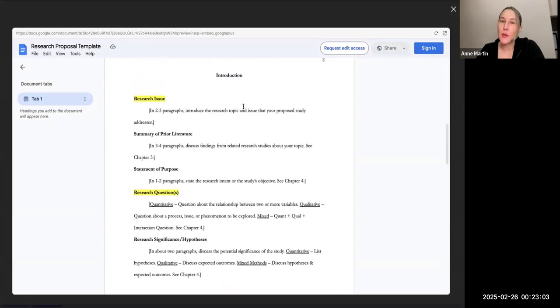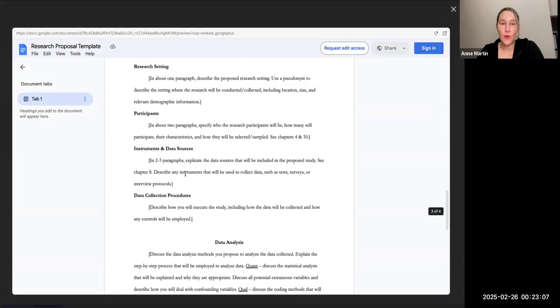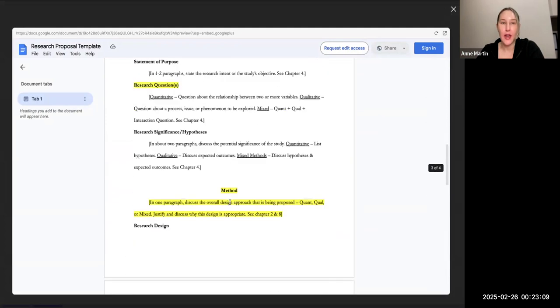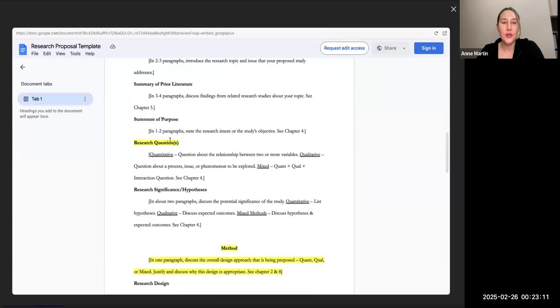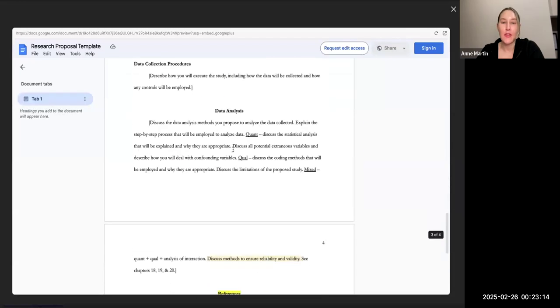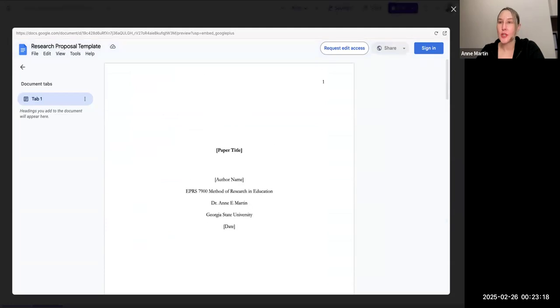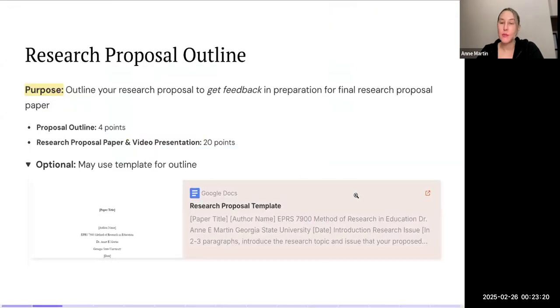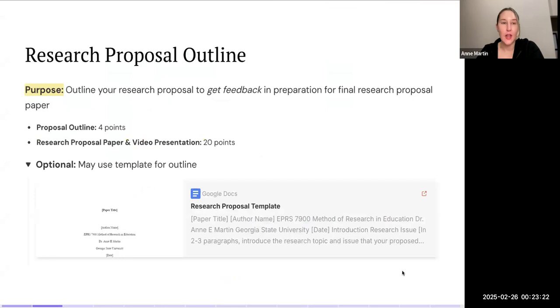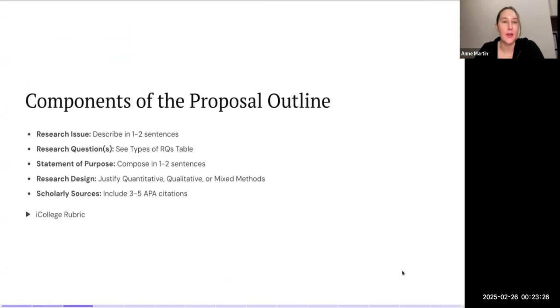You can make a copy, putting your name and information. Now, as far as the proposal outline, I highlighted the sections that you will need to do for your proposal outline. So your research issue, your research questions, the method, and then your 3 references. So that is optional. If you would like to use the template for your proposal outline, you may. And just if you decide to do that, just leave the other sections blank.